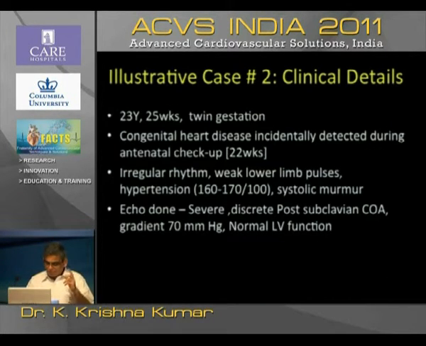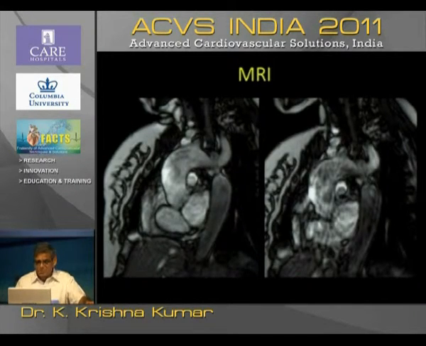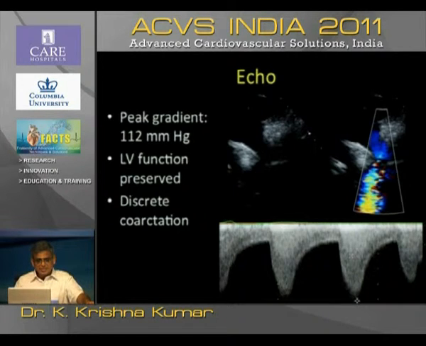Another case which I think is in some ways extraordinary, because I don't know if it's ever been done before. It's a 25-week twin gestation who had an incidental diagnosis of congenital heart disease with an irregular rhythm, low pulses. Echo showed a discrete subclavian coarctation with normal ventricular function. MRI confirmed it. She was pregnant, and echo showed a very severe coarctation.